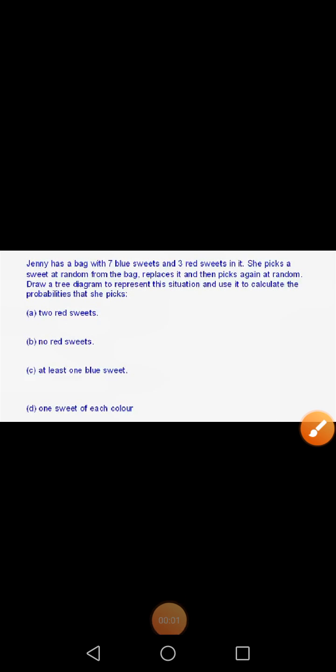Okay, let's see an example of how we can solve combined probability using a tree diagram. Let's start together. Jenny has a bag with 7 blue sweets and 3 red sweets in it. So the probability here is about getting 7 blue sweets or 3 red sweets. Do you think the total number of sweets here is 10?